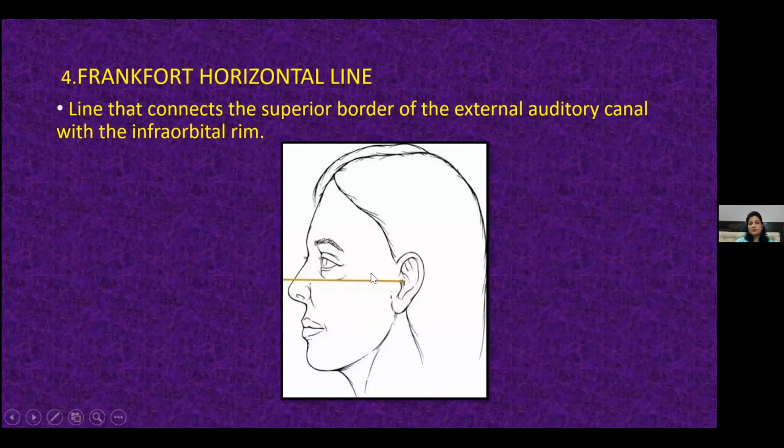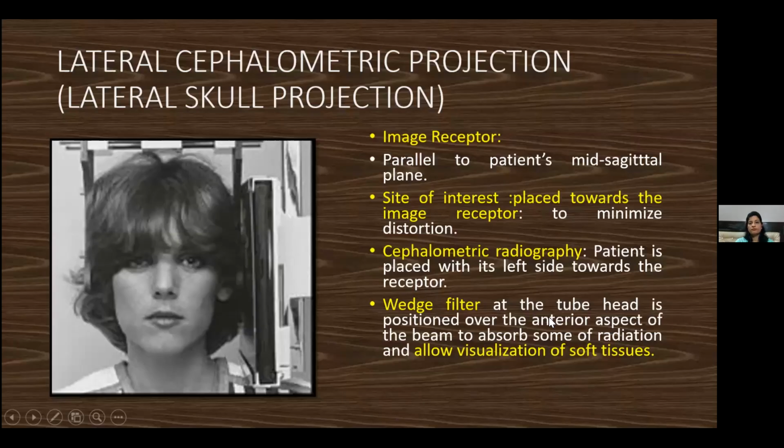So outer canthus to meatus is canthometal and this is Frankfurt. So canthometal forms a 10 degree angle with the Frankfurt, right? Is this clear? So our radiographic baseline is the canthometal line. Now we come to the first radiograph, that is lateral ceph.